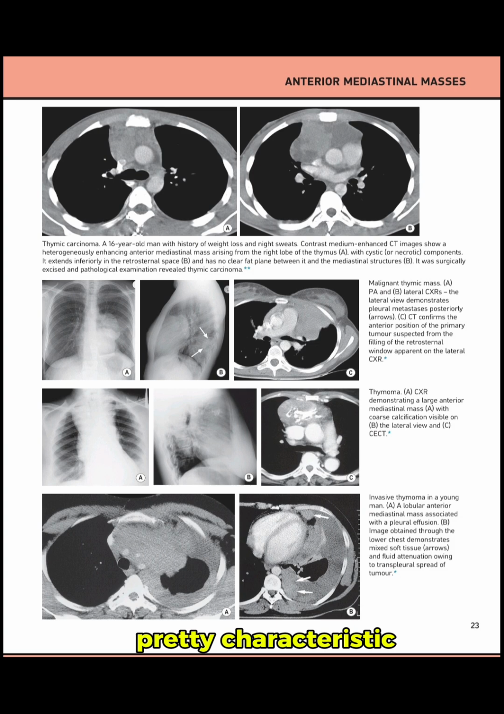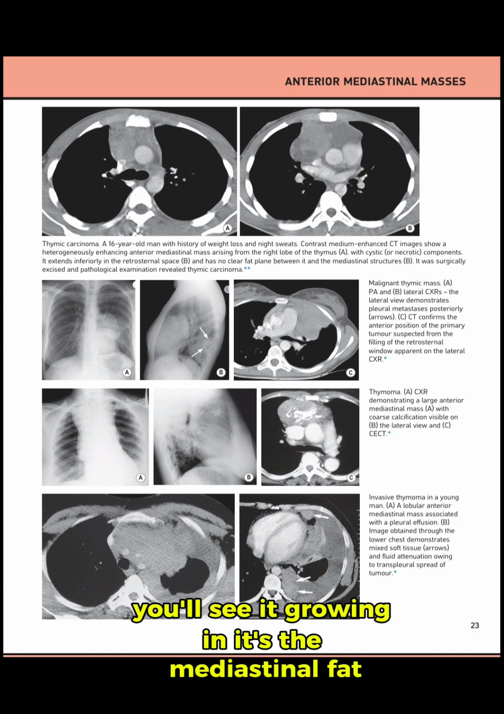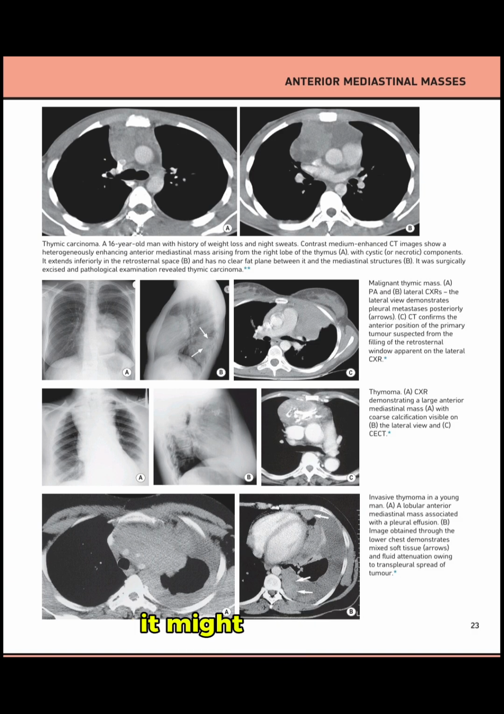Okay, pretty characteristic, but what if it's an invasive thymoma? How does that change the picture on CT? Invasive thymomas look different. The margins become poorly defined. It looks like it's disrespecting the normal boundaries. You'll see it growing into the mediastinal fat, maybe the pleura lining the lung. It might even wrap around blood vessels or spread to the pleura as metastases.